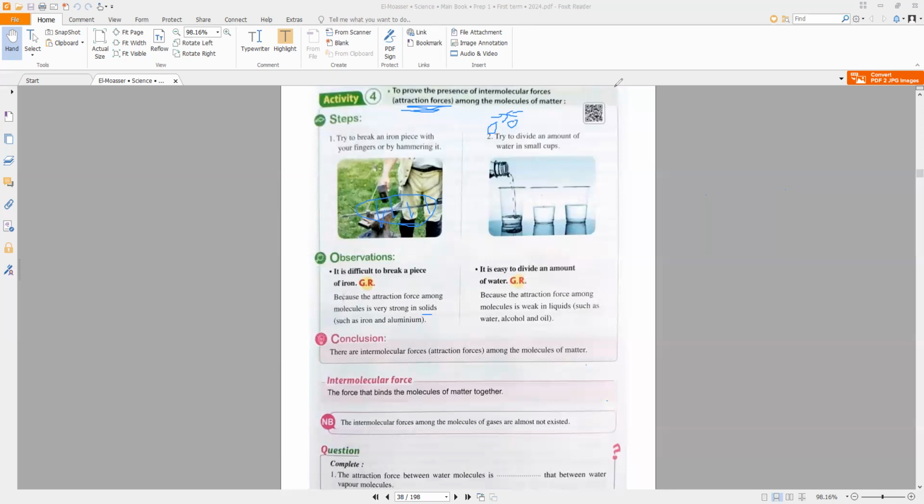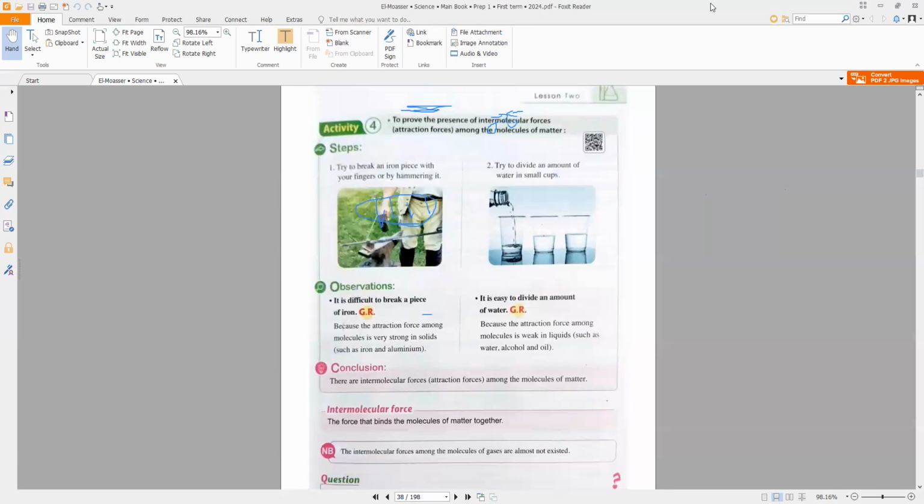Number two, it is easy to divide water molecules. If you have some water, it is easy to divide these water molecules. Why? Because the attraction forces between the molecules of water are weak, so you can divide it. This is true in all liquids such as water, alcohol, and oil. In gases, the intermolecular forces or attraction forces are very weak.